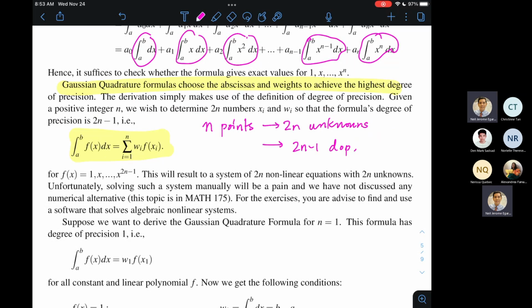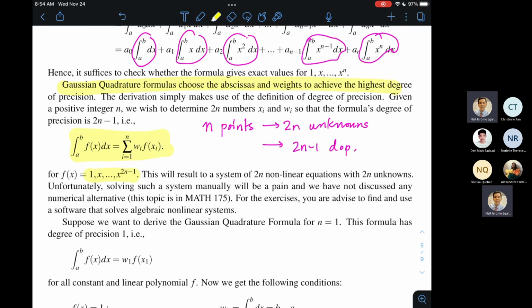Okay? So in deriving the wi's and the xi's, we must guarantee that this quadrature formula, or this equation involving the integral and the quadrature formula, should be true for all polynomials of degree 2n minus 1 or less. But again, we have remarked a nice way on how to do that. We just need to guarantee that the formula will give the exact value for the integral of 1, x, x squared, until x to the power 2n minus 1. And if we write down these equations, we will get a system of 2n nonlinear equations with 2n unknowns.